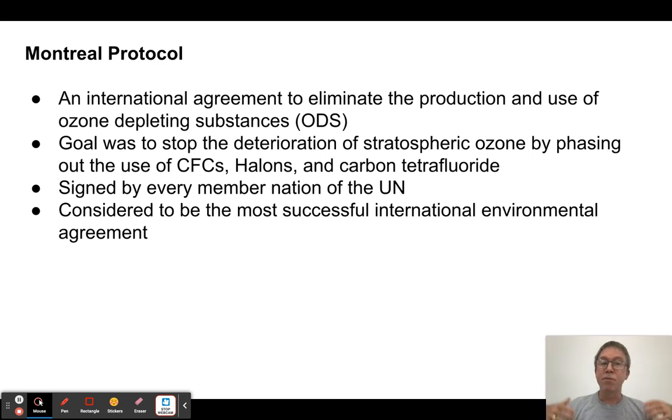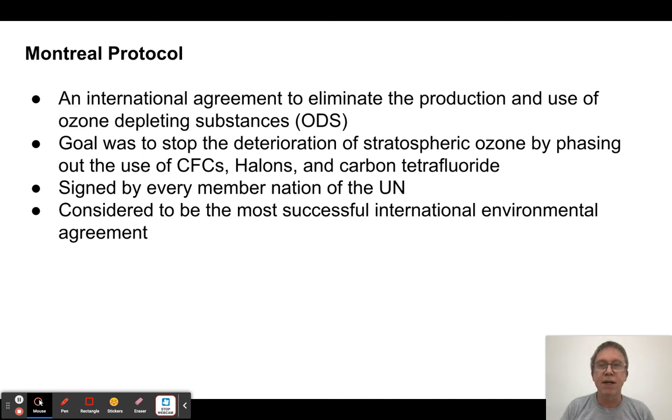So basically, the whole purpose of this is to get the world to agree to stop the manufacturing and use of these ozone depleting substances, specifically chlorofluorocarbons, CFCs, halons, which are fire retardants, and carbon tetrafluorides, which are often used as cleaning products.